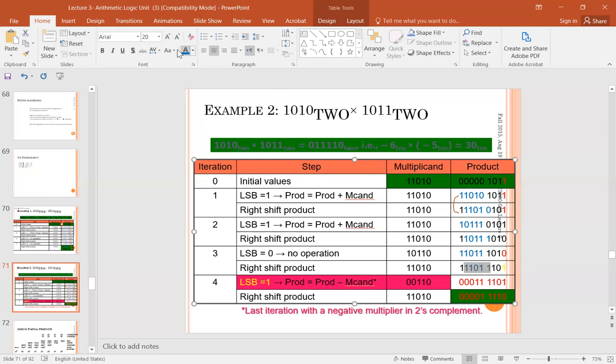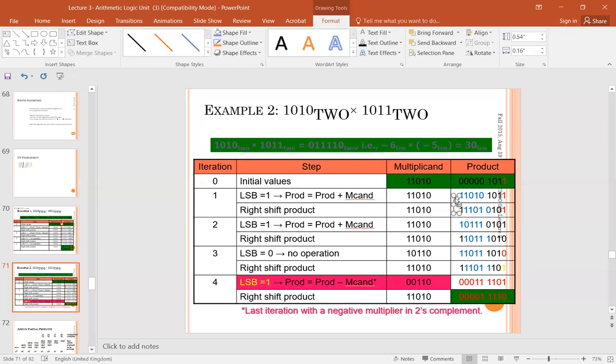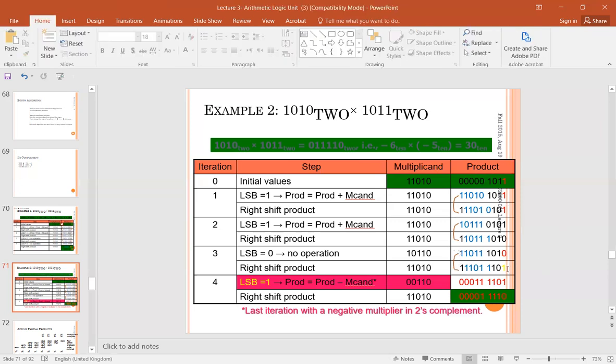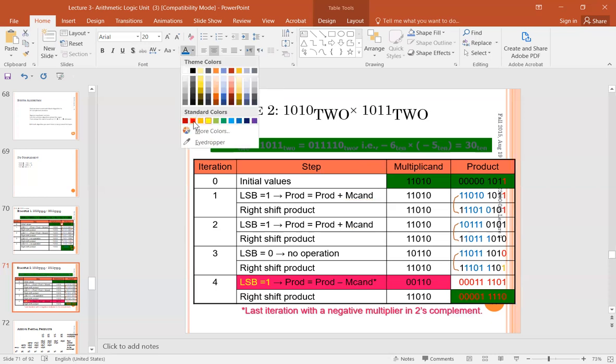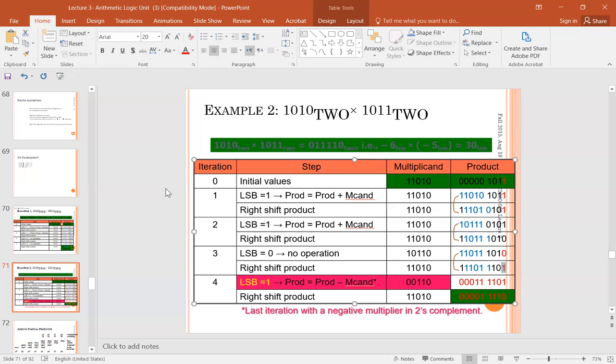And I will keep the most significant bit unchanged, like here. And one more. I keep this. Now the last bit here is a 1. Okay, so I'm done with the right shift. Now the least significant bit is a 1.